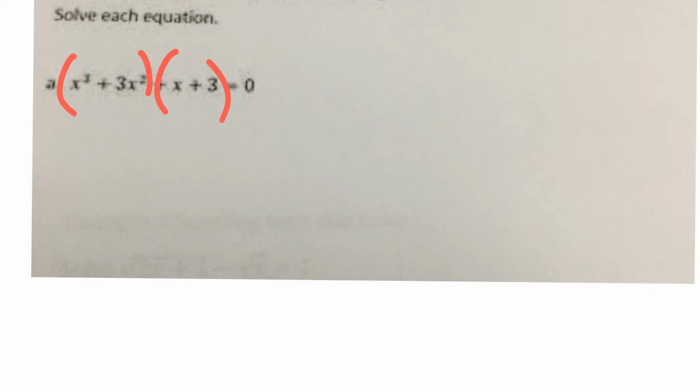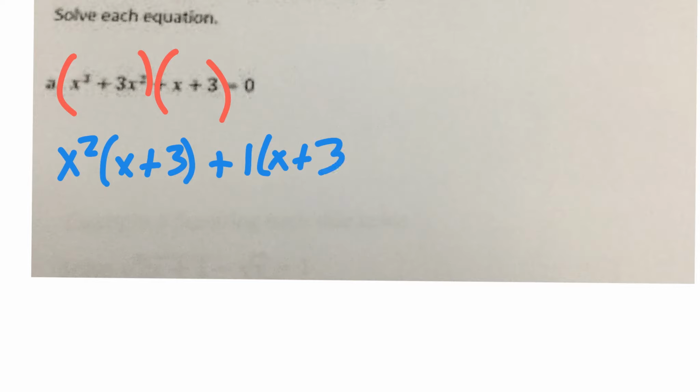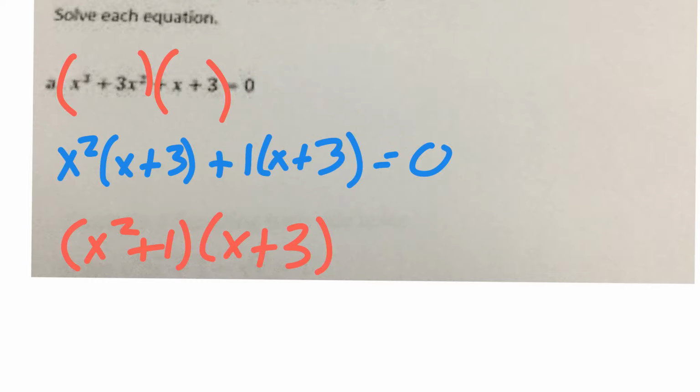The GCF of the first set of parentheses is x squared. That leaves me with x plus 3. The GCF of the second set of parentheses is 1. That leaves me with x plus 3. Now the parentheses match. Perfect. That leaves me with x squared plus 1 times x plus 3, and set that equal to 0.